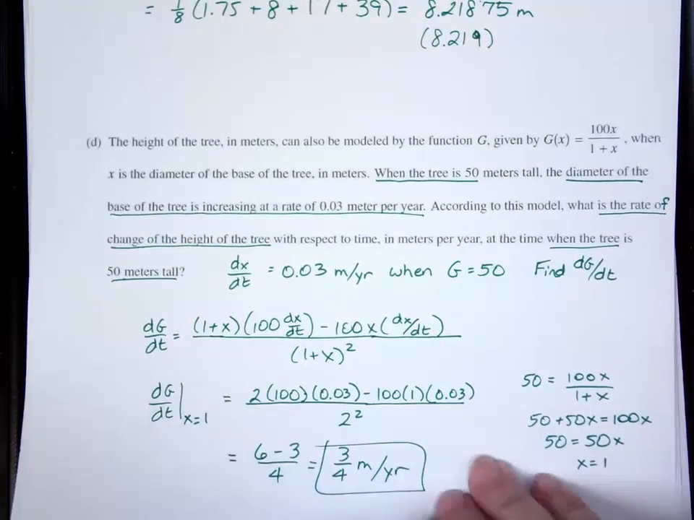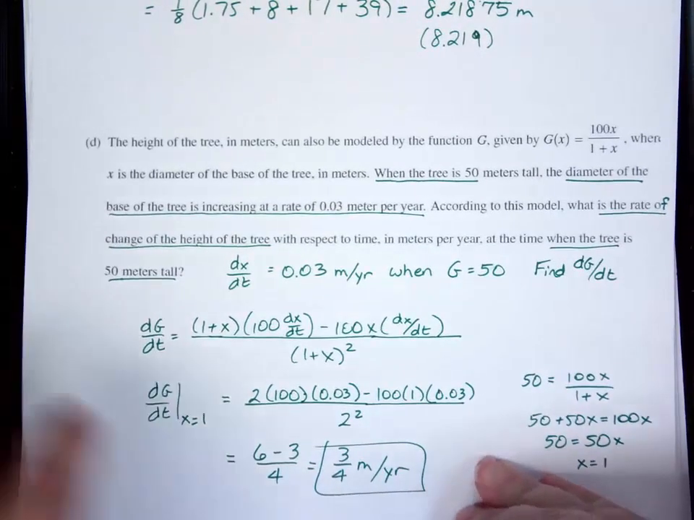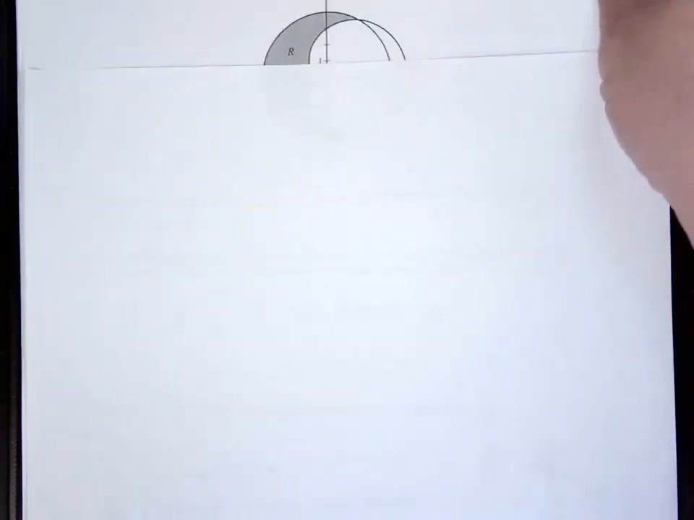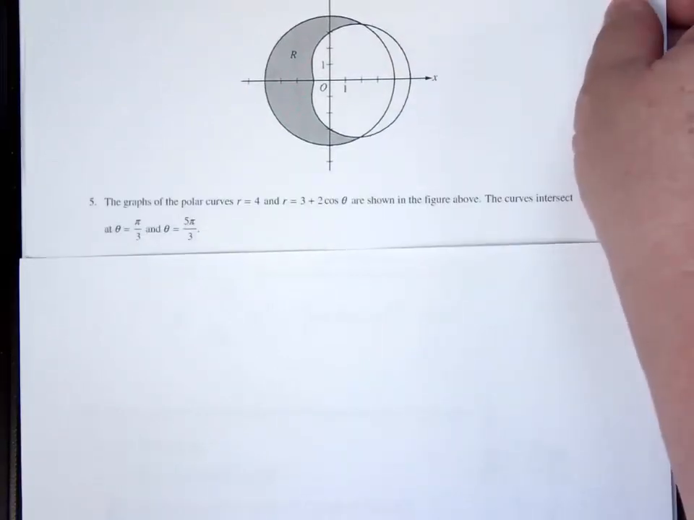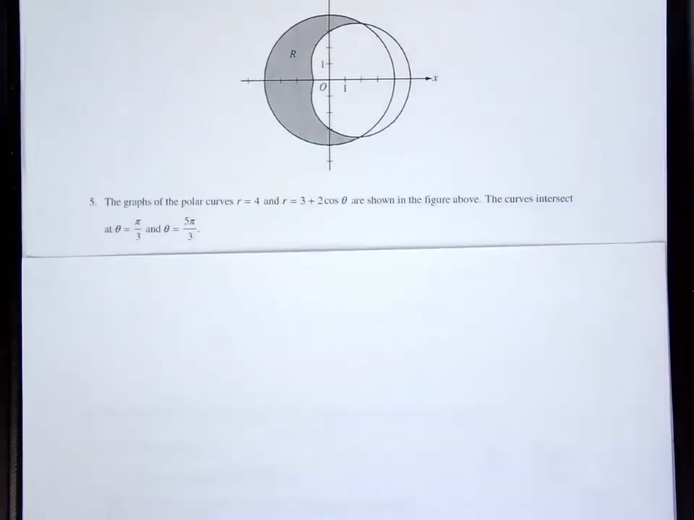Moving on to number 5, I believe is next. Yes. The polar graph. So you can see it, there it is. This is the first time that I know of in a while that they put a polar graph without a calculator, but that's okay. It's pretty straightforward. The graphs of the polar curves, r equals 4 and r equals 3 plus 2 cosine theta, are shown in the figure above. They intersect at pi over 3 and 5 pi over 3.